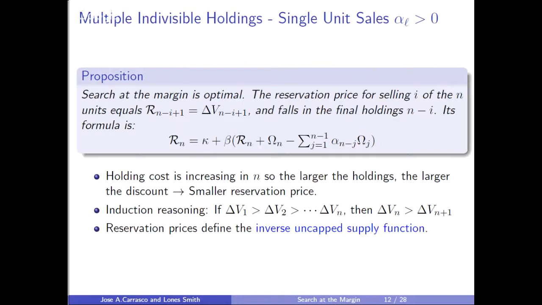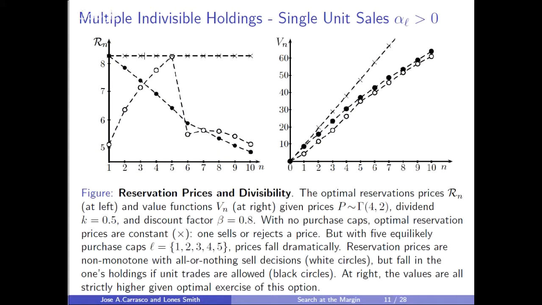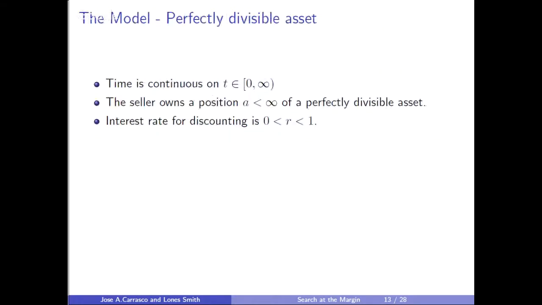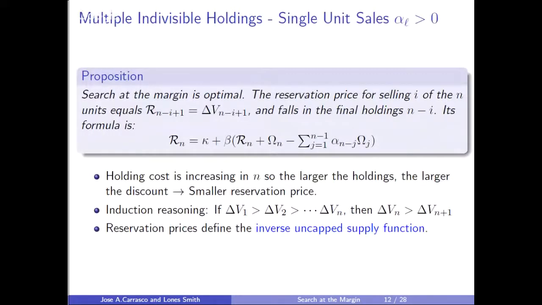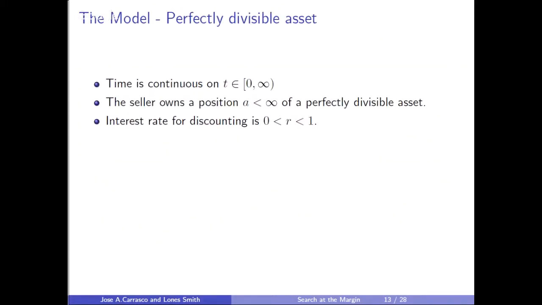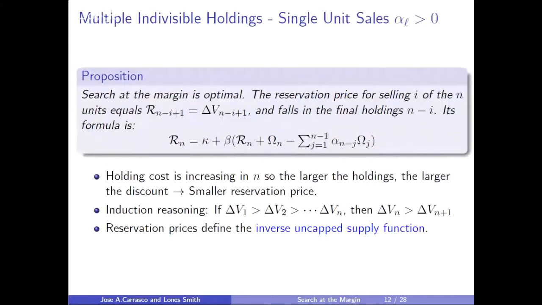We approach this problem using inductive reasoning: we assume something and verify it for the next iteration. The reservation prices define a supply function. If you flip the left panel, it's just a supply: the higher the price, the more units I'm willing to sell. So that's the multiple indivisible holding case. I have 20 minutes, so I'm going to briefly explain how this model extends to perfectly divisible assets, then show you a few figures, and then I'll be done.